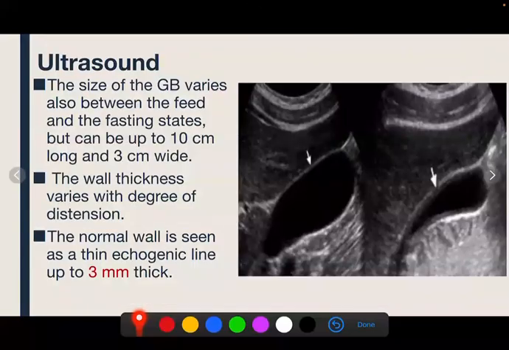Ultrasound examination. The ultrasound will show us the gallbladder, the extrahepatic biliary tree, and intrahepatic ducts in high resolution scanners. The size of the gallbladder depends on the feeding or fasting state, and the wall thickness depends on the degree of distension. Normal wall thickness in a fully distended gallbladder during fasting is up to 3 millimeters and is seen as a thin echogenic line.